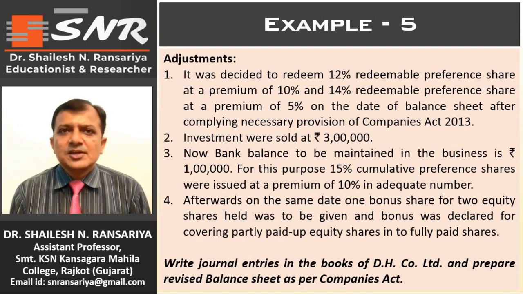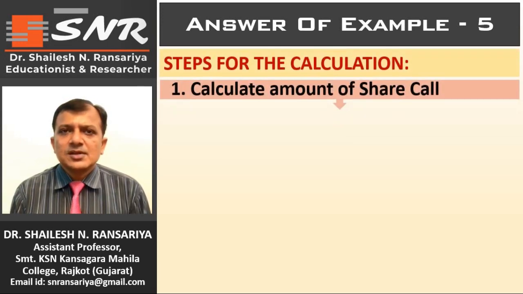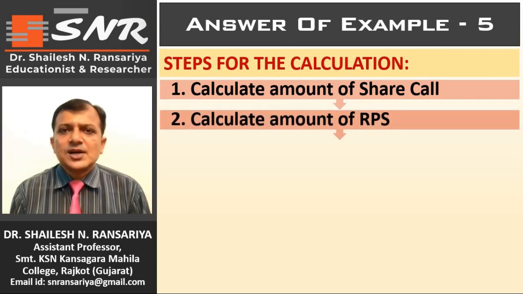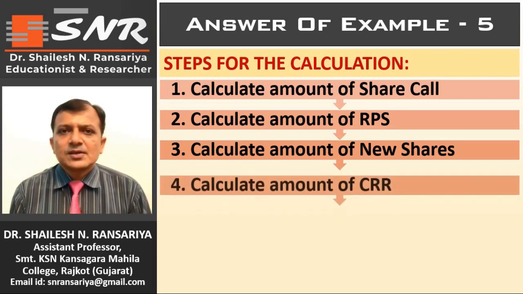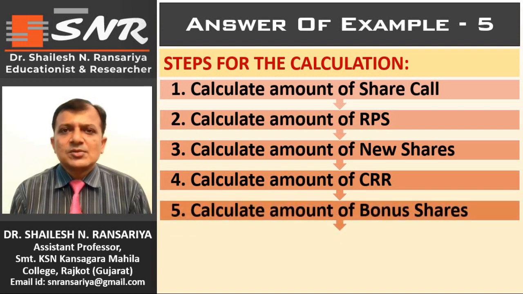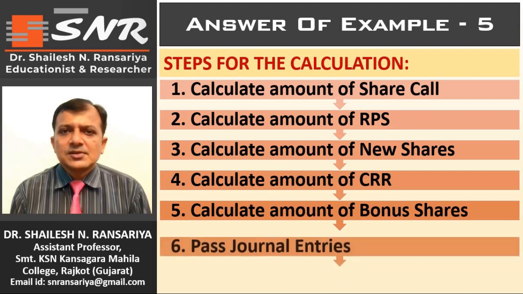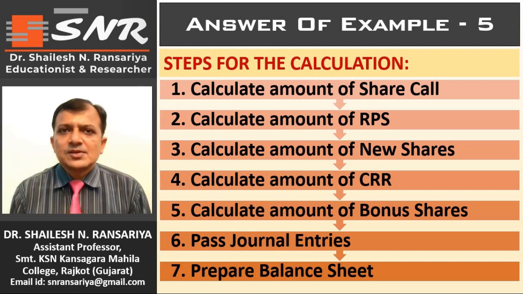First, we will make the required calculations. So, steps for the calculation. Number 1, calculate amount of share call. Calculate amount of RPS. Calculate amount of new shares. Calculate amount of CRR. Calculate amount of bonus shares, for partly paid up and also for fully paid up. Next, journal entries and preparing the balance sheet. So we will make the calculations one by one.